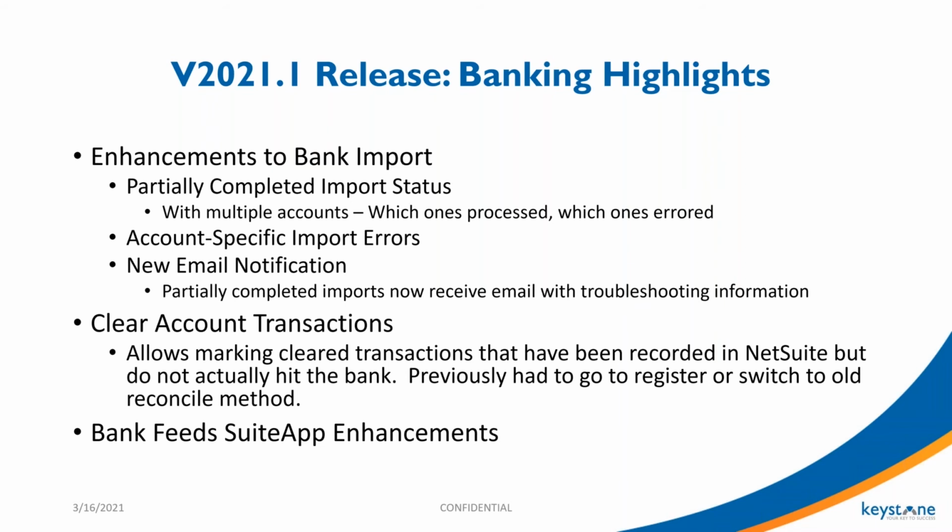It doesn't happen very often, but when it does, the people that use this version of it always had to go to the register and do that kind of manual clearing, or they would even turn it off on the account record, switch to the old reconcile method, do it there, and then come back into this and finish what they were doing. So this is a much easier workaround to have it right on the screen.